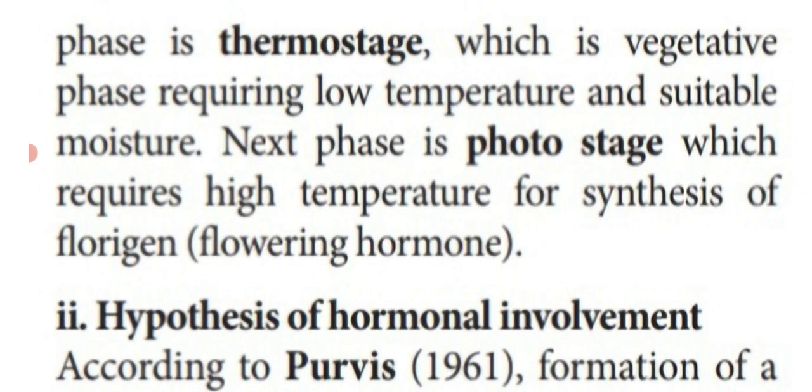So the annual seed plants consist of two phases, thermostage and photostage. Thermostage means they produce the vegetative phase in a low temperature with suitable moisture. In the next phase, photostage, they require high temperature for synthesis of the flowering hormone, that is florigen.